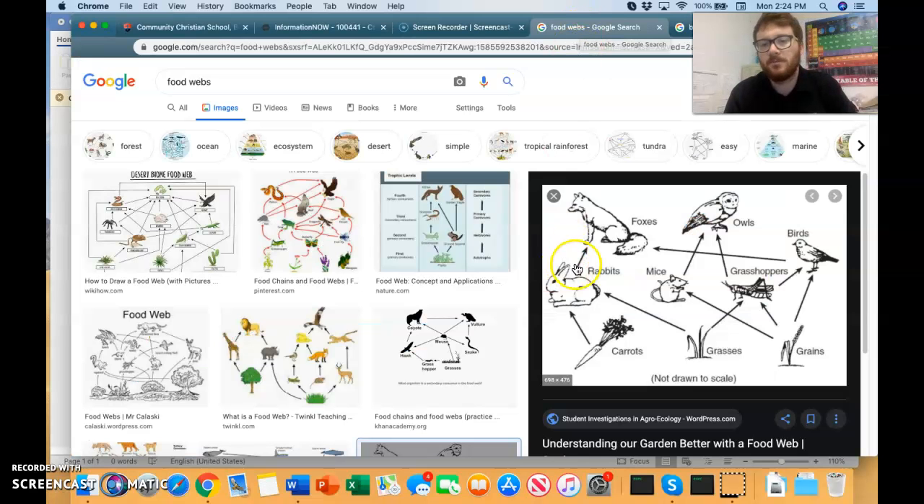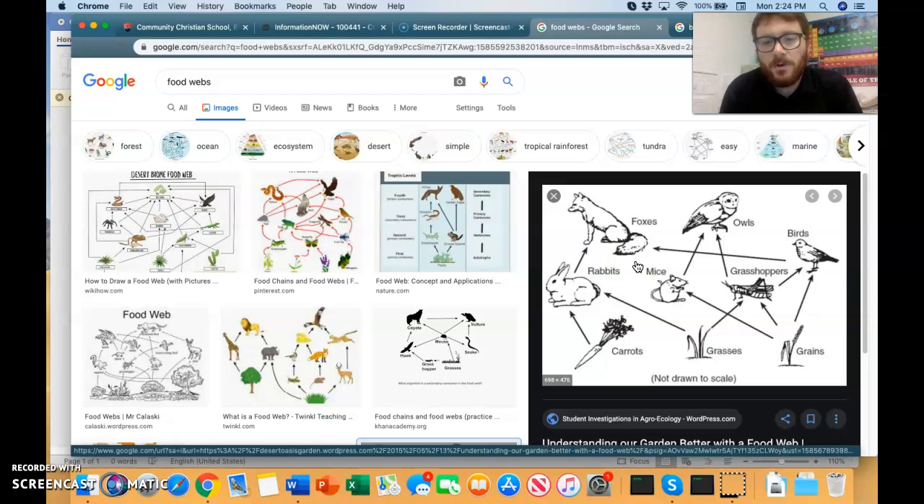This is a very simple food web where you have foxes, rabbits, carrots, mice, grasshoppers. And you can see that the arrow is drawn to what eats it. So rabbit's going to eat the carrot. Fox is going to eat the rabbit. Hopefully the carrot's not eating the rabbit. So, anyways, this food web has 1, 2, 3, 4, 5, 6, 7, 8, 9 different organisms within it.